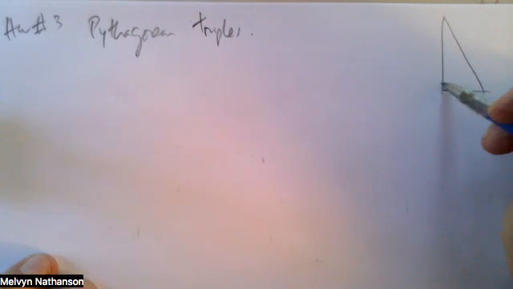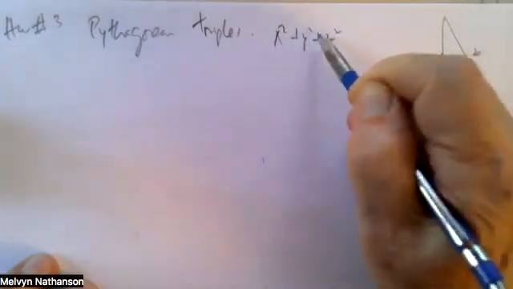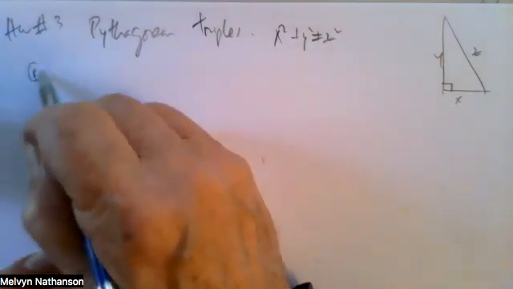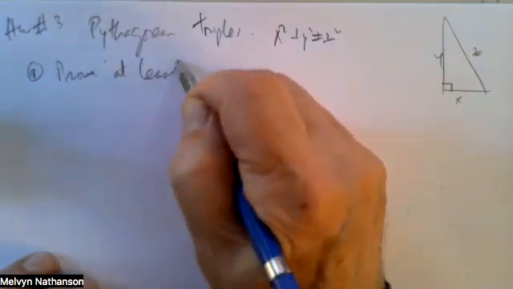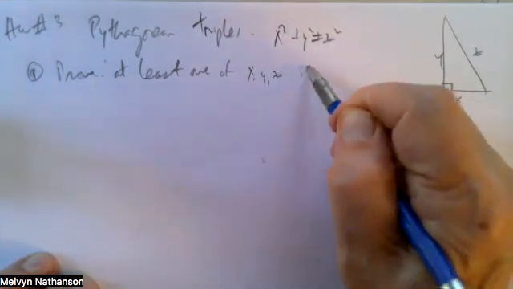Homework number 3. So we're looking at what are called Pythagorean triples. If you have a right triangle with sides x, y, and hypotenuse z, x squared plus y squared equals z squared. That's this amazing result called the Pythagorean theorem. And part A is to prove that at least one of the numbers x, y, and z is even.